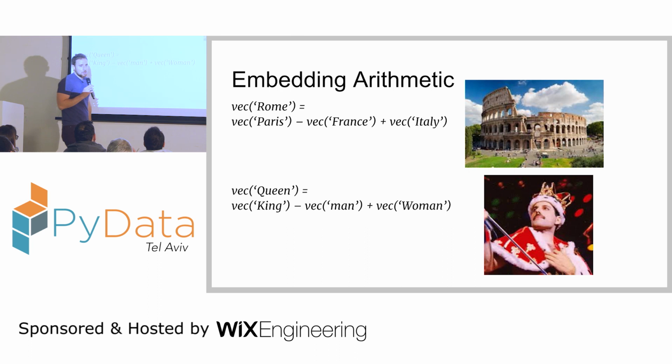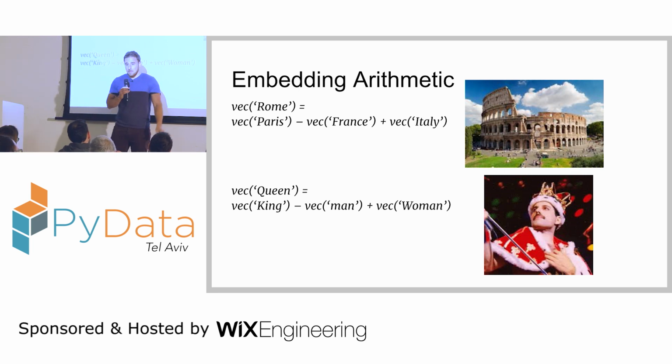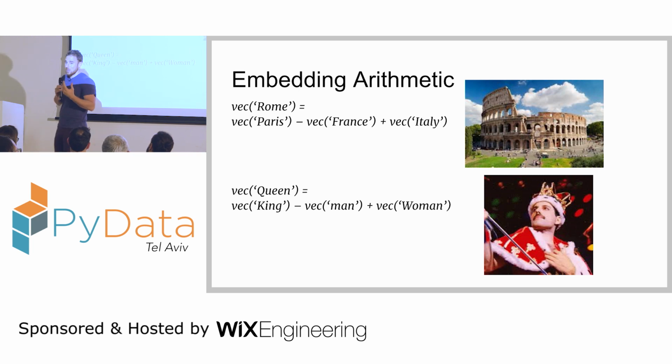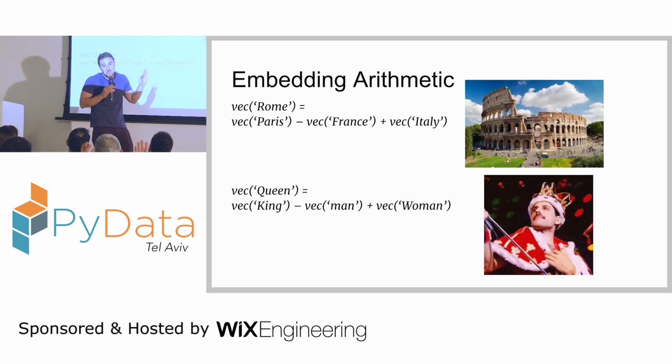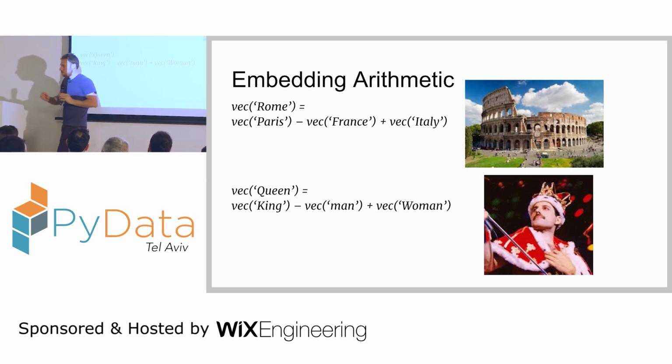No presentation on word2vec is complete without mentioning this example. Another cool property of word2vec is the arithmetic. If I take the vector of king, subtract the vector of man, and add the vector of woman, I get approximately the vector of queen, which is super cool. And also, if I take the vector of doctor, subtract the vector of man, and add the vector of woman, I get nurse, by the way. So, just so you know.